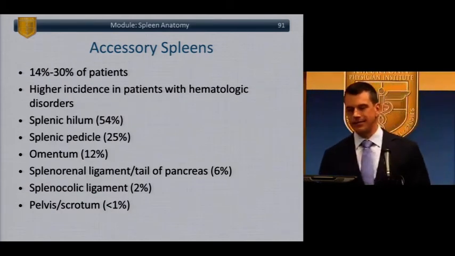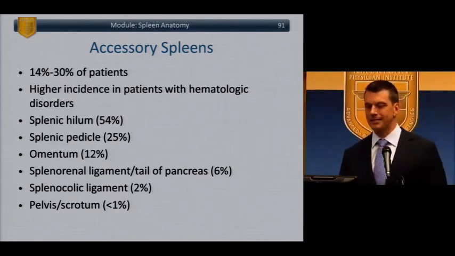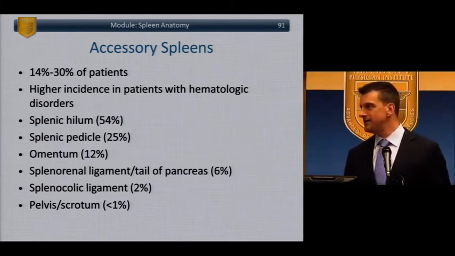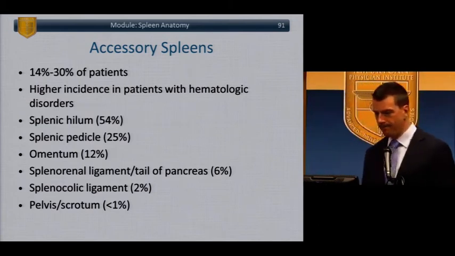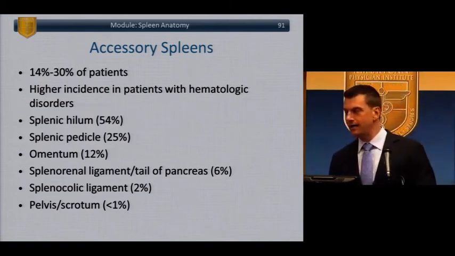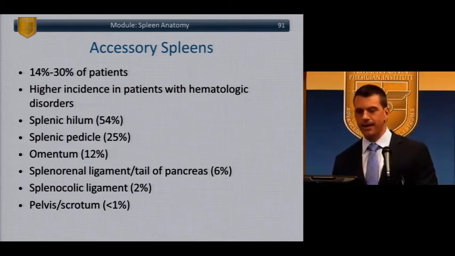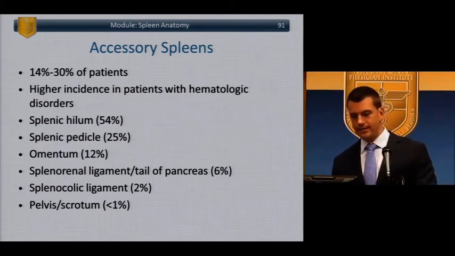Accessory spleens are present in about 14 to 30% of patients. This is much higher in patients who have hematologic disorders. This is important because in many of these, leaving even a small residual spleen will result in a failure of your surgical cure. They were commonly in the splenic hilum, over half, and then the splenic pedicle, the omentum, the splenorenal ligament, the tail of the pancreas, the splenocolic ligament, and the pelvis or scrotum in less than 1%.